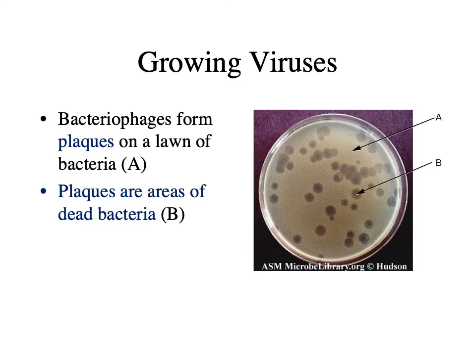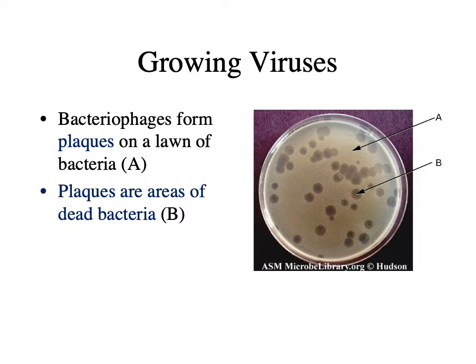Let's look at some different ways that we can grow viruses to study them for research purposes, to develop medications against them. So we can grow bacteriophages in particular on a lawn of bacteria. First, you would take an agar plate and make a lawn of bacteria. You would inoculate it all over that plate. You would take E. coli, for example, and spread it very thinly over the entire plate.